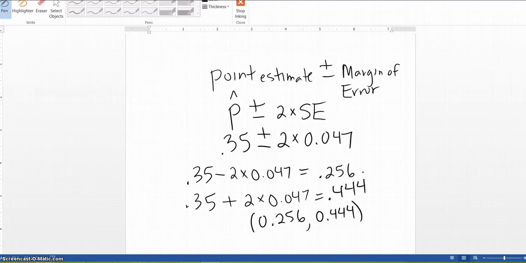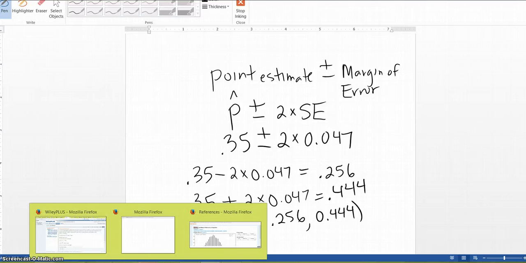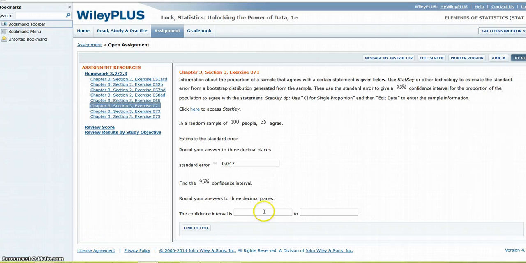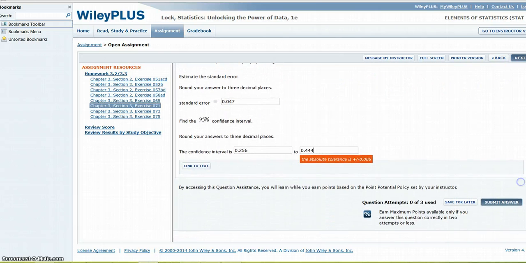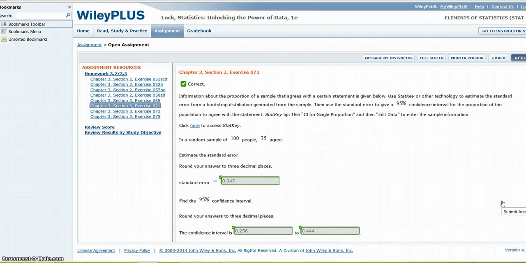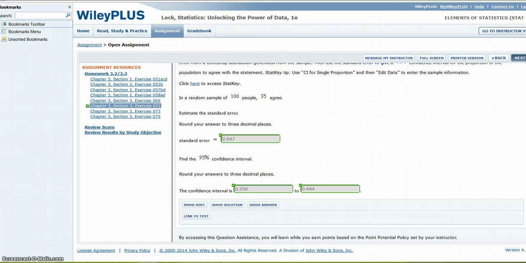Now I just need to enter this into Wiley Plus. So come back over here. For my confidence interval, I need to make sure I put in the lower limit first, 0.256, to 3 decimal places, which is what it's looking for. And my upper limit is 0.444. Now I submit my answer, and it's correct.